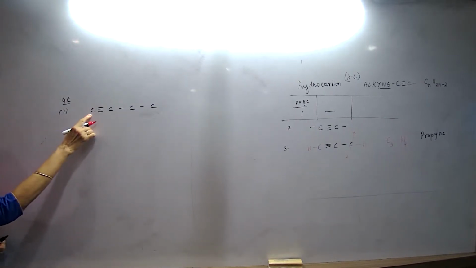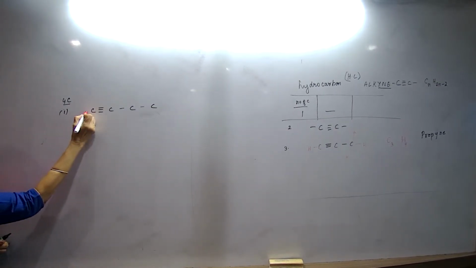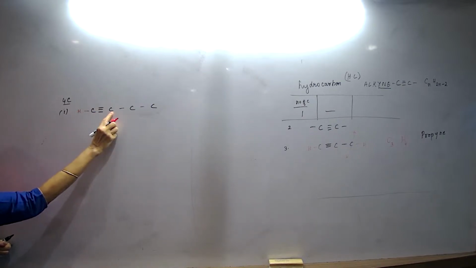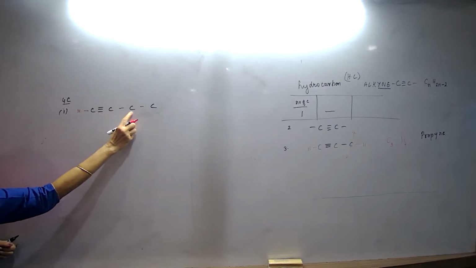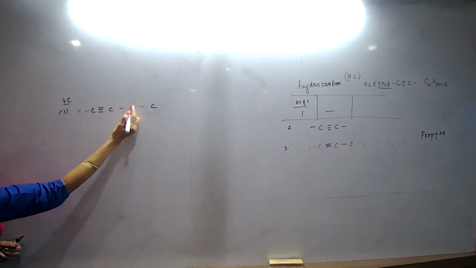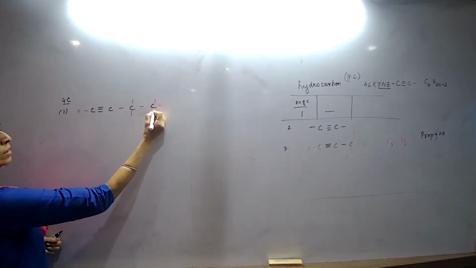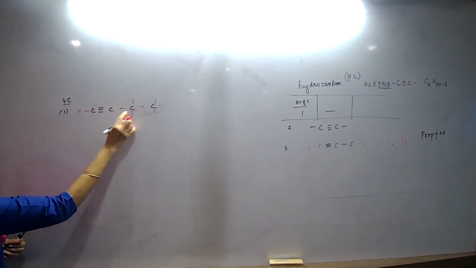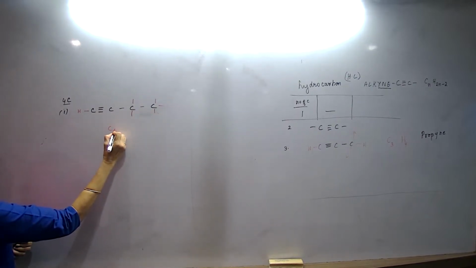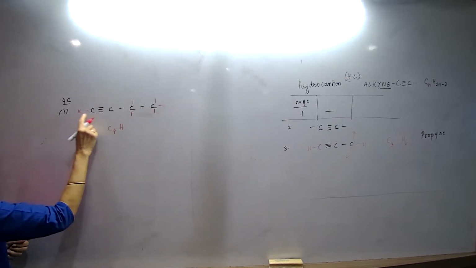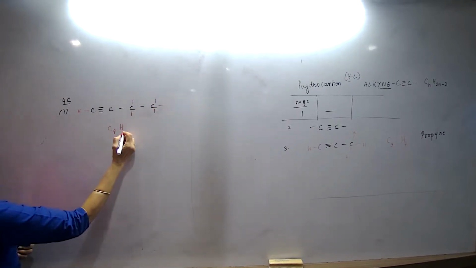Look at the first one. How many hydrogens? One. This carbon? No. This carbon? Yes. Two. How many? Two. Okay. This carbon? Three. 1, 2, 3. What will the formula be? 1, 2, 3, 4. C4H6. H 1, 2, 3, 4, 5, 6.